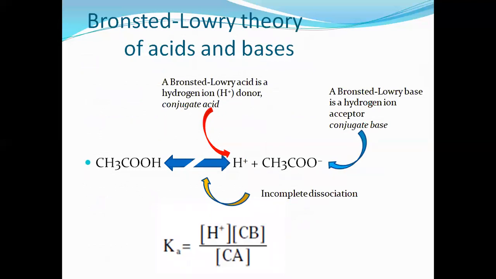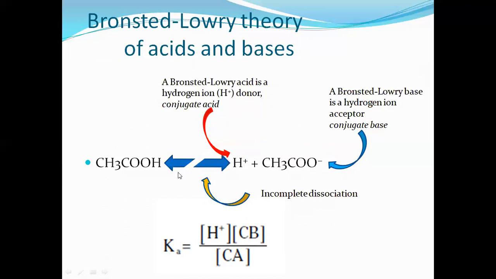Next one is an important theory, Bronsted-Lowry theory of acids and bases. They have explained about the weak acids and bases. Here it is explained as a hydrogen ion donor, H plus donor. A donor is an acid, whereas an acceptor is a base. If it is from one molecule and gets dissociated into two, the first one, actually the hydrogen donor, is a conjugate acid, and the next one is a conjugate base which can accept a hydrogen ion.